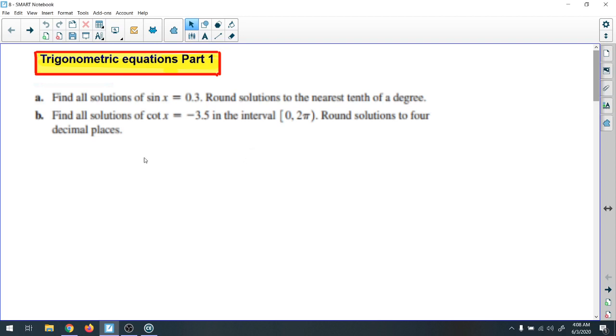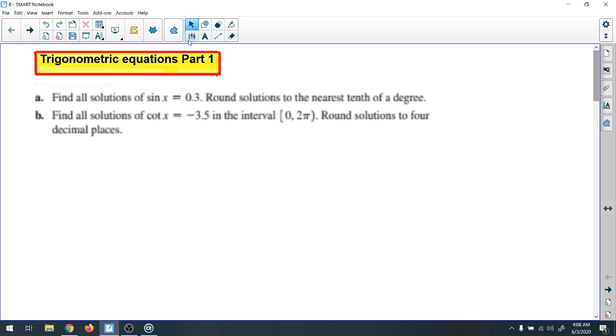Okay, trigonometric equations. To find all solutions of sine x equals 0.3 and round the solutions to the nearest tenth of a degree. And the second question, find the solutions of cotangent x equals negative 3.5 in the interval from 0 to 2 pi. Round the solutions to decimal places.